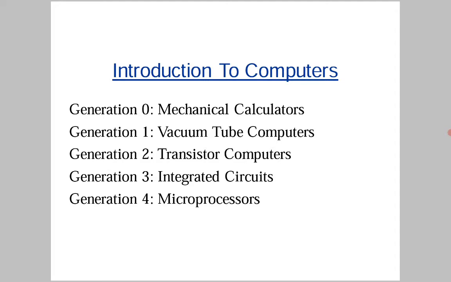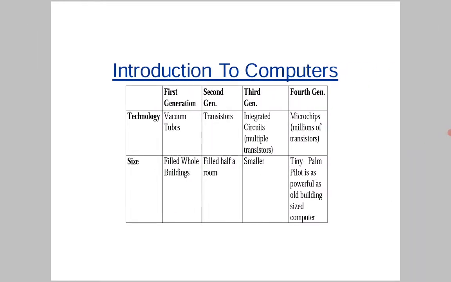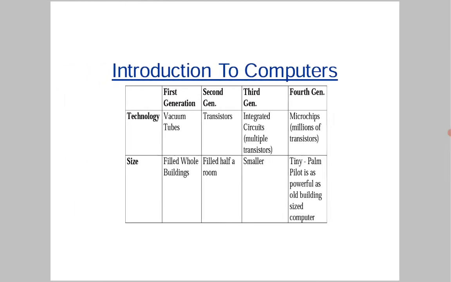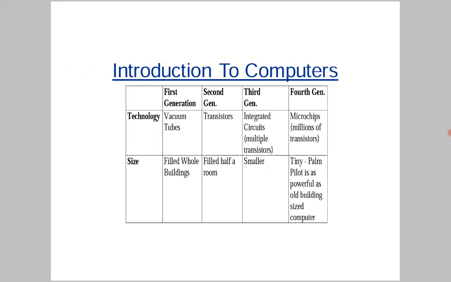So in first generation computers vacuum tubes are used, in second generation computers transistors are used, in third generation computers integrated circuits (ICs) are used, and in fourth generation computers microprocessors are used. So these are the different types of technologies and features in all the 5 generations.